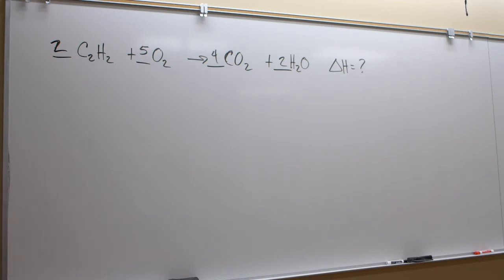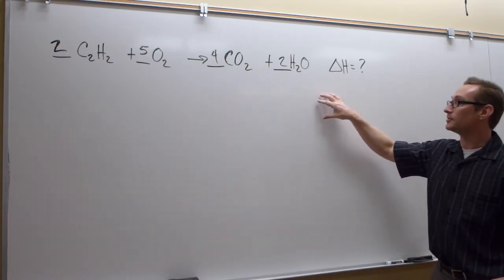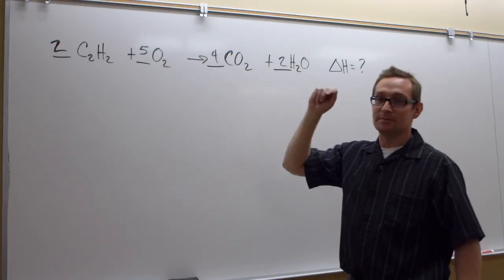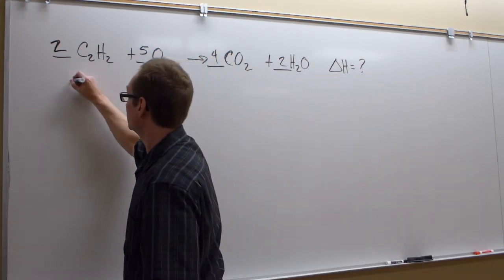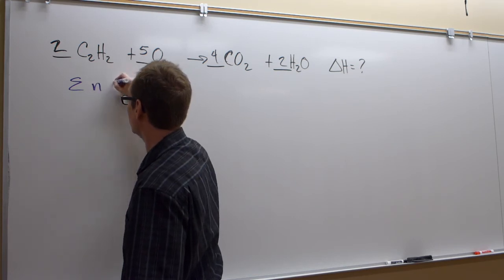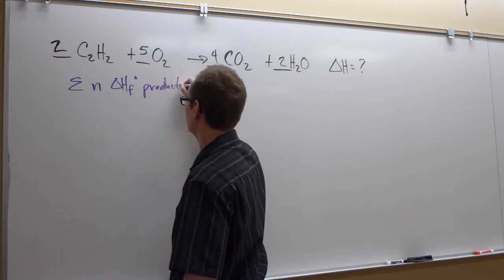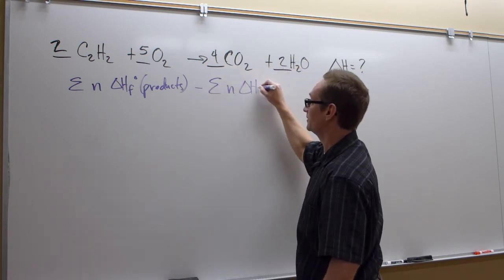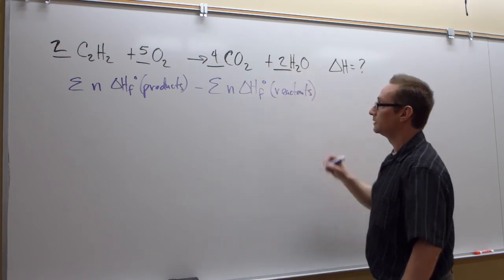Okay, so we still have our reaction. It's asking us the same question as what we had with our last Hess's law problem. What is this value? But now we're going to just take it from the table of the heats of formation. So we have the sum of our heats of formation for the products minus the sum of heats of formation of our reactants.